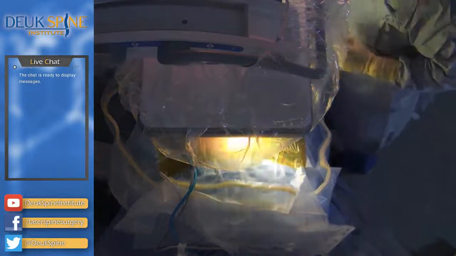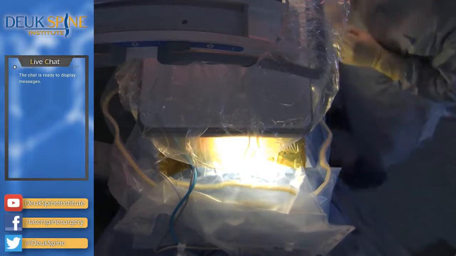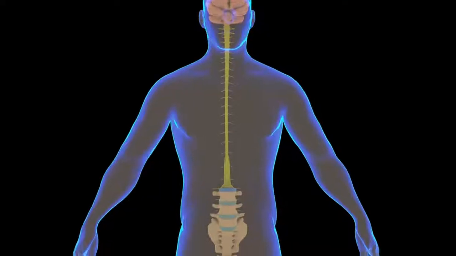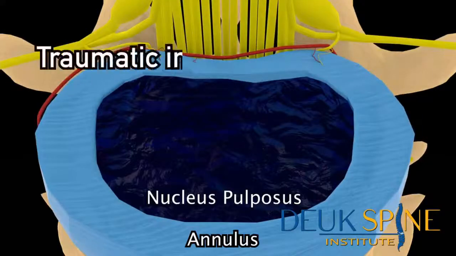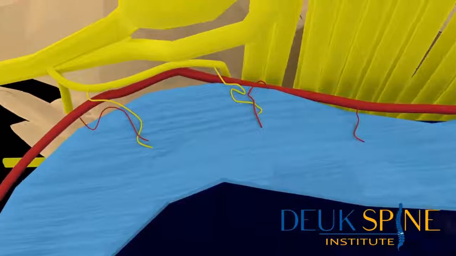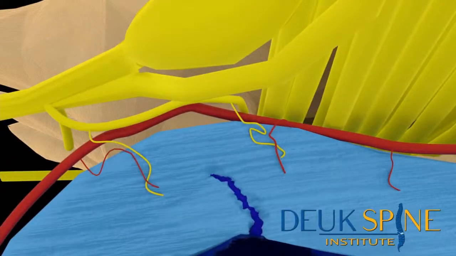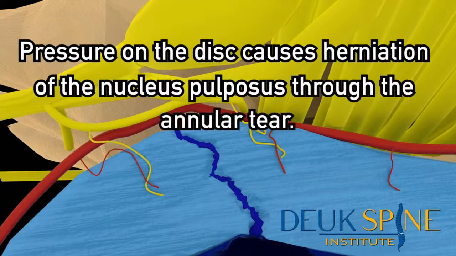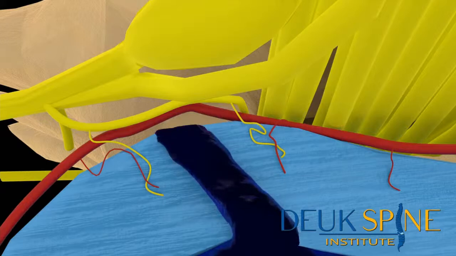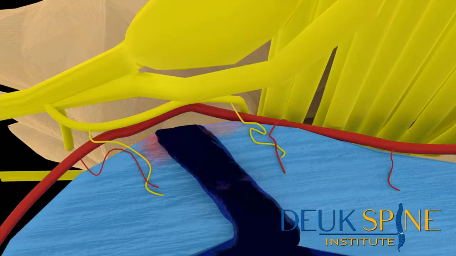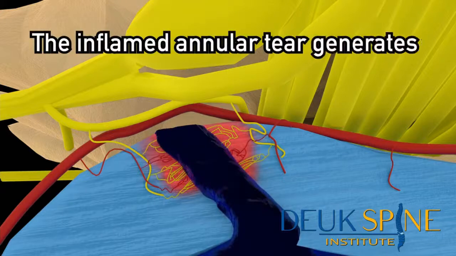And Diego, do you want to run the animation? Yes. Showing how herniated and bulging discs cause back pain. This is one of our new animations we've just created. Traumatic injury to the disc can cause annular tears to form. It's important you lay still and don't move around. Just let us know what you need us to do and we'll take care of it. Pressure on the disc causes herniation of the nucleus pulposus through the annular tear. Shot. Lateral. Inflammatory tissues develop within the annular tear, causing back pain. The inflamed annular tear generates pain signals.